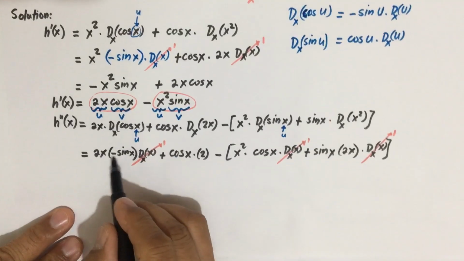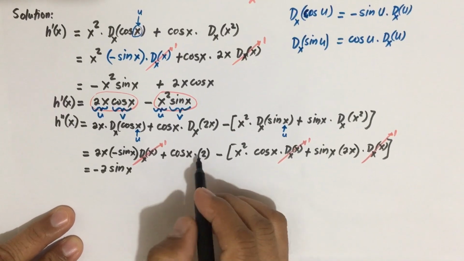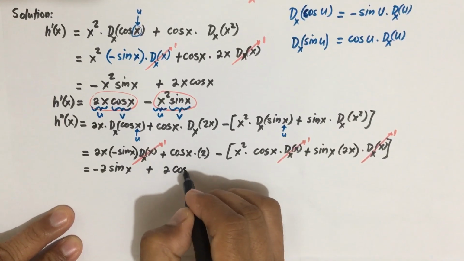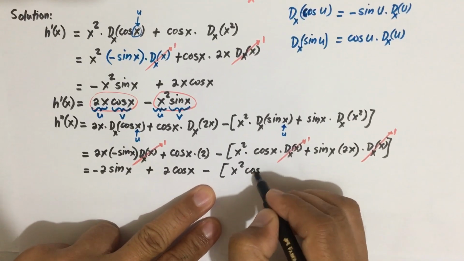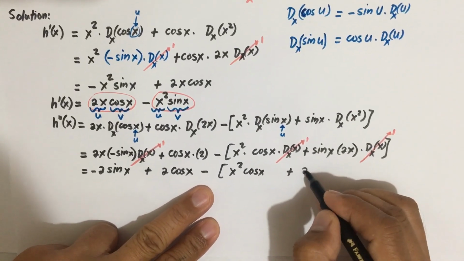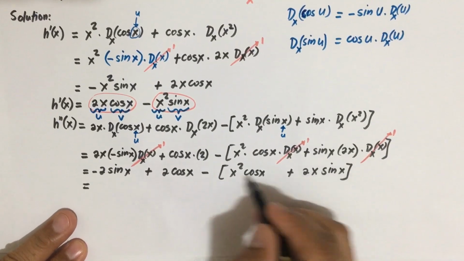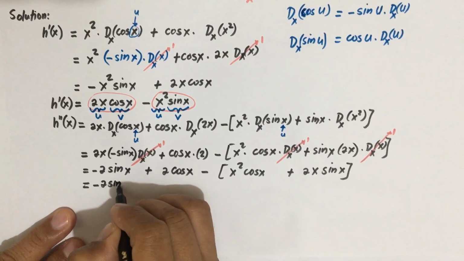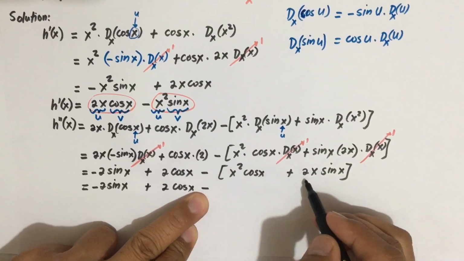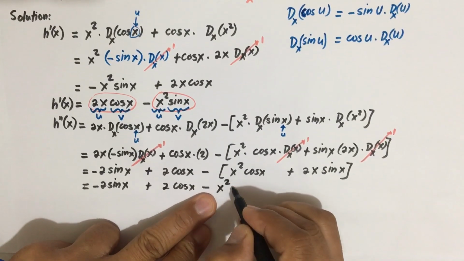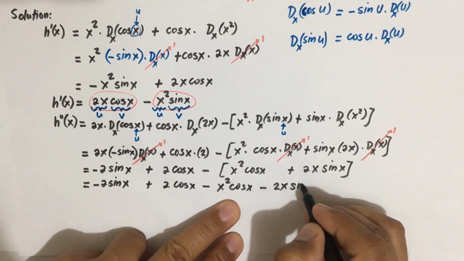Okay, so positive times negative is negative, negative 2 sine x, plus 2 cosine x, then minus x squared times cosine x, then plus 2x sine x. Now removing the signs of grouping, let's remove this bracket, so minus 2 sine x plus 2 cosine x minus, so you have to multiply this negative for its terms, so this becomes negative x squared times cosine x, then positive times negative, so that is also negative 2x times sine x.